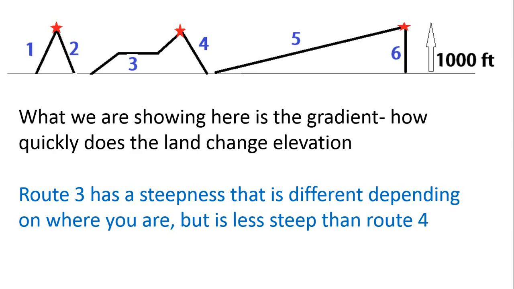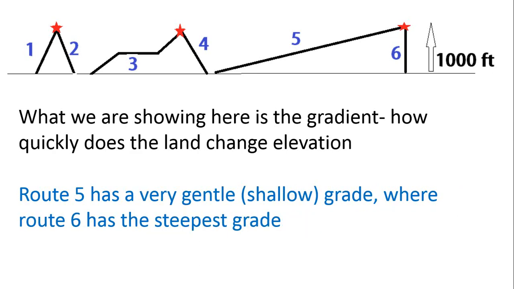But route number 3, the steepness of that land is different depending upon where you are. The first part of it has a certain steepness, then it goes kind of flat, and then it gets steep again. But overall it is less steep than if you walked up route number 4. Finally, 5 and 6. 5's an easy walk. It's not very steep at all. 6 is almost impossibly steep. It's vertical. It's like a cliff. So they all go to 1,000 feet, but they all get there differently.